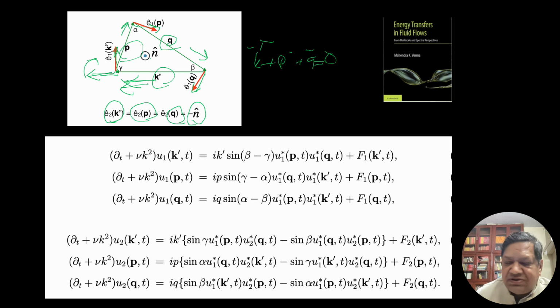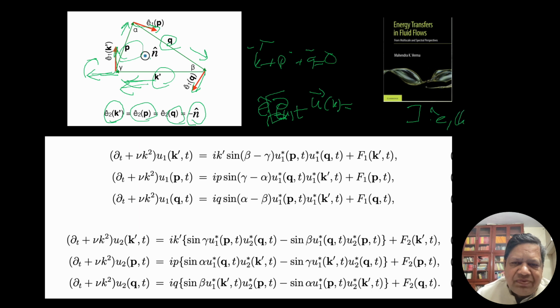How do I write down the equations? We will not do it here, but I'll sketch how to do it. So this is the U vector, U of k. The right hand side will have various terms. So take a dot product of this full thing along E1 of k prime. The left hand side is dU1/dt.